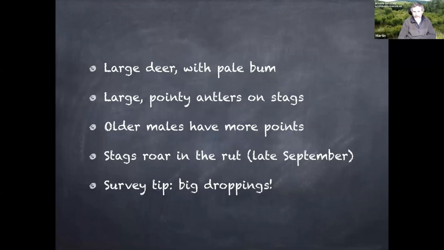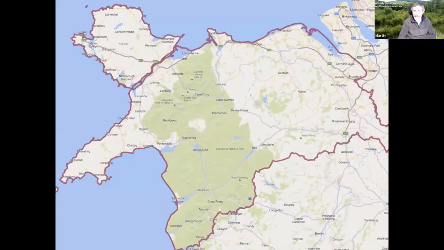So that's pretty distinctive. If you find big heaps of droppings that are obviously deer, with the dimple in one end and a point on the other, then that's probably red deer. I'd be surprised if you find them in North Wales, but you never know. This is the known distribution. And there's just this one record of, I think, two deer down the south of North Wales, down near Dinas Mawddwy area, I think. Yeah, it's worth keeping an eye out for them, but there probably aren't many about.